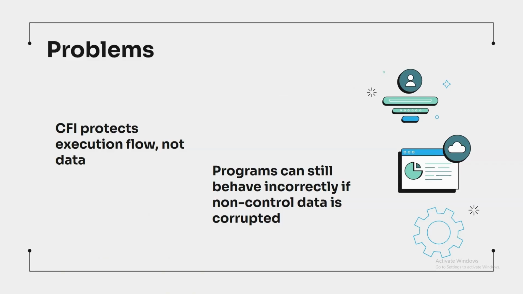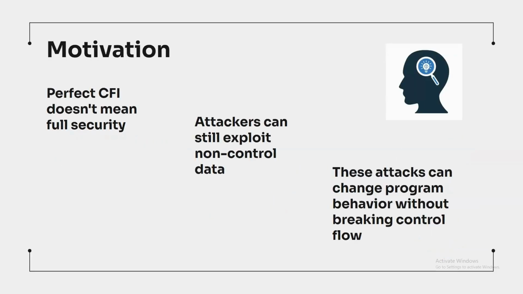Another example is a program that opens a file and displays its contents. If the file name variable is overwritten, the program could end up opening a file the attacker isn't authorized to access. Again, the control flow is unchanged, but the behavior is compromised. And here comes our motivation.